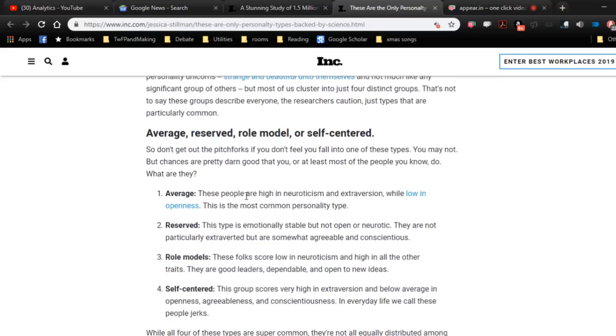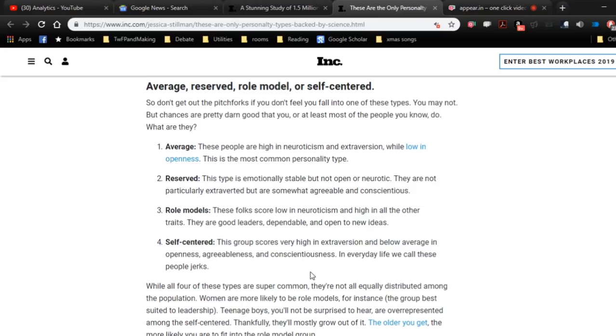There are these four groups. Average. These people are high in neuroticism and extroversion, while low in openness, the most common personality type. Reserve. This type is emotionally stable, but not open or neurotic. They are not particularly extroverted, but are somewhat agreeable and conscientious. Three, role model. These folks score low in neuroticism and high in all other traits. They are good leaders, dependable, and open to new ideas. Four, self-centered. This group scores very high in extroversion and below average in openness, agreeableness, and conscientiousness. In everyday life, we call these people jerks.